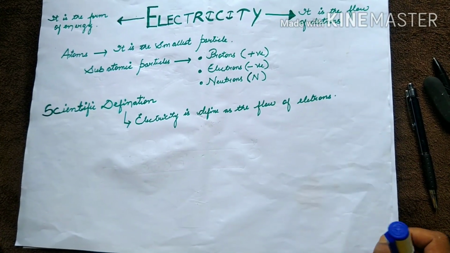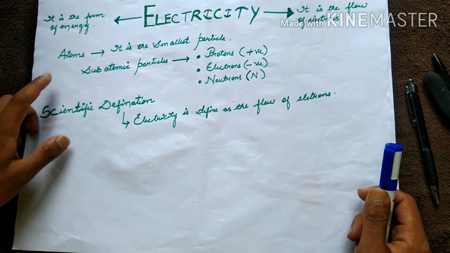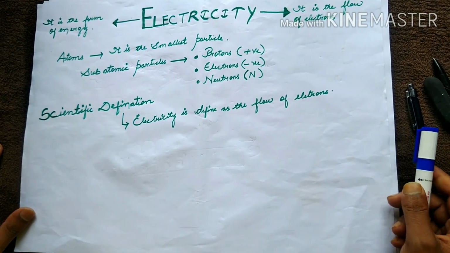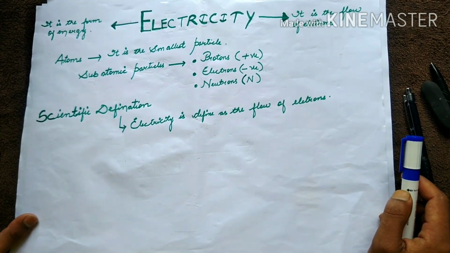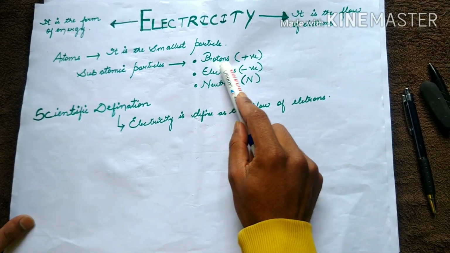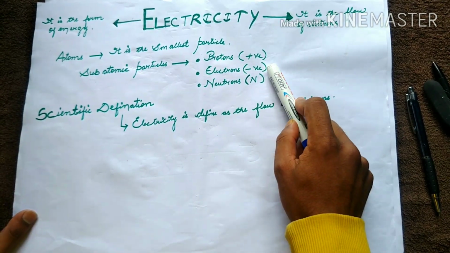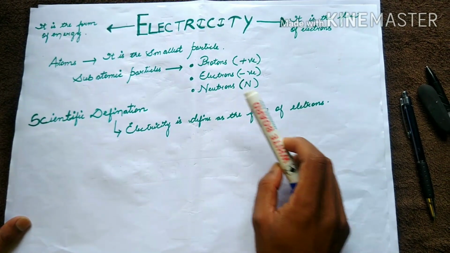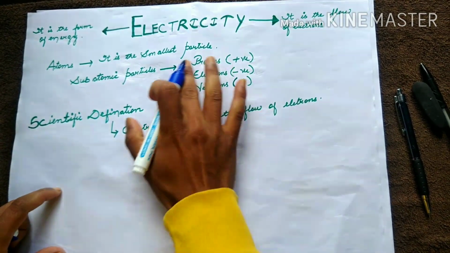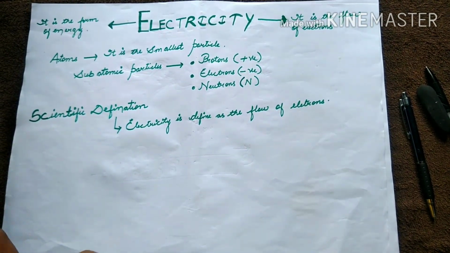But now, most of us must be thinking, what is an electron? What is a flow of electrons? So let us quickly go back to class 9. In class 9, we learned about atoms, which are the smallest particles of any material. Under atoms, we have subatomic particles. Those are protons, which are positive charges, electrons, which are negative particles, and neutrons, which do not have any charge. In this chapter, we will take electrons. Why? Because in the definition, electricity is the flow of electrons.